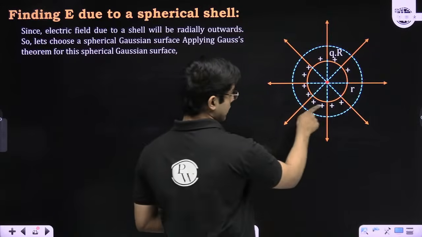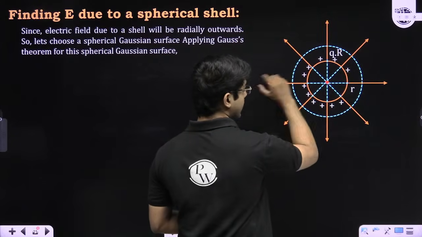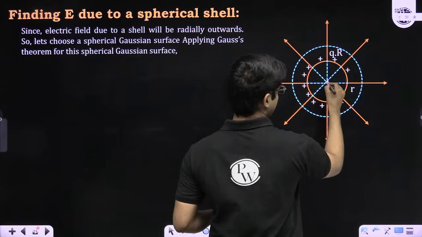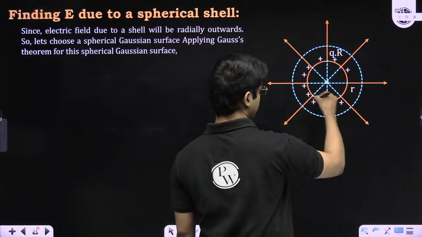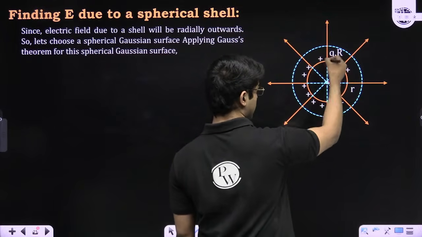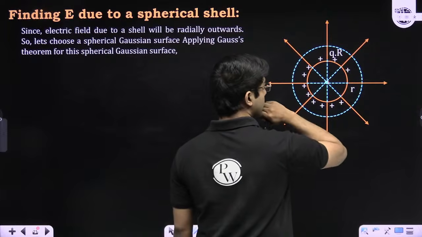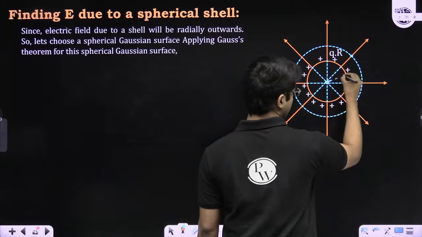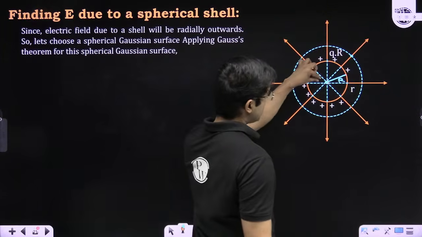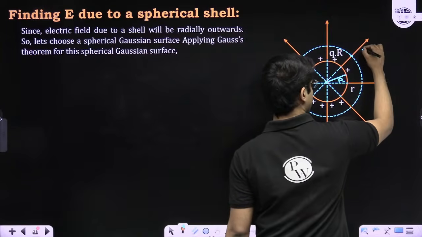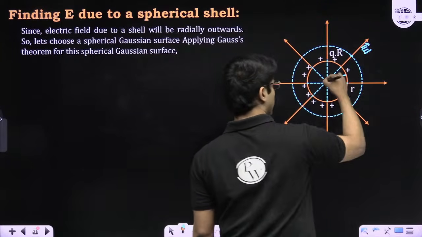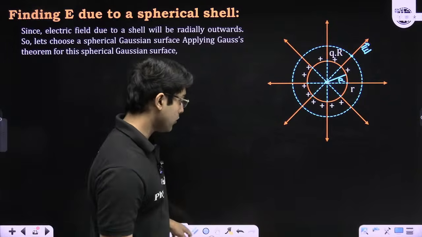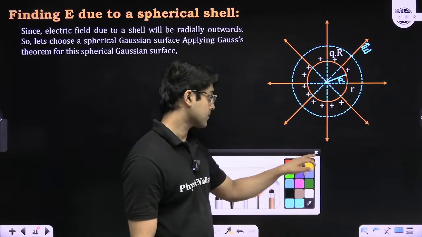So for the sphere, the primary thing to keep in mind is that the electric field line pattern will be similar to that of a point charge. Here we are talking about a uniformly charged sphere, and the charge is lying on the surface. Let's say we want the field at some point which is at a distance small r. The radius of the sphere is capital R, and the point where we need the electric field is at a small r distance. So we will use Gauss law to find that electric field.